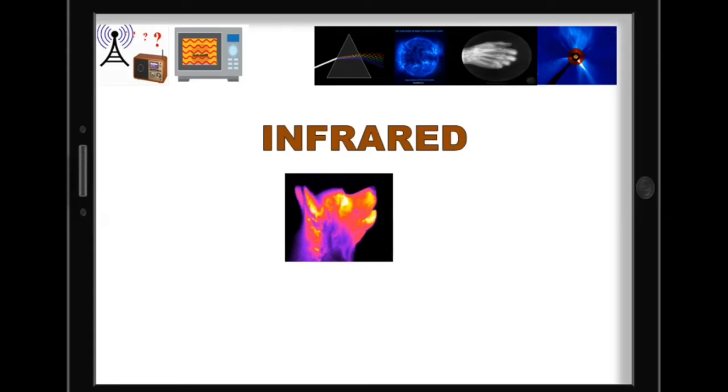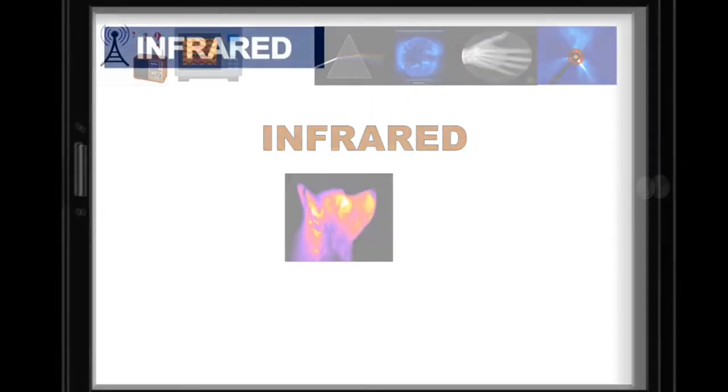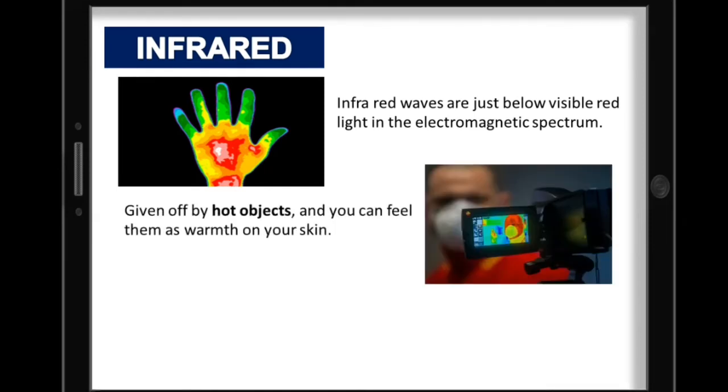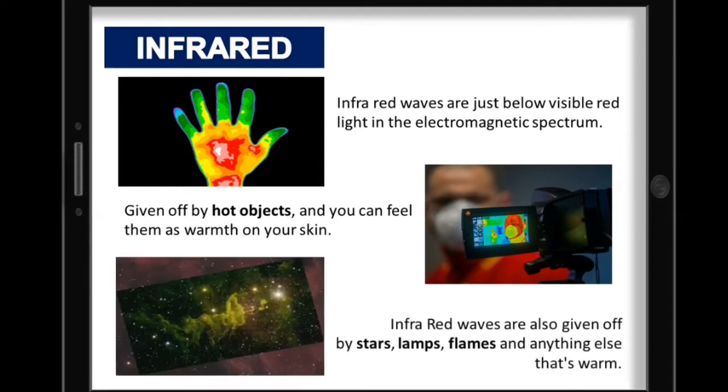Next type of EM wave, the uses of infrared. Infrared waves are just below visible red light in the electromagnetic spectrum. Infra means below. You probably think of infrared waves as heat because they are given off by hot objects and you can feel them as warmth on your skin.